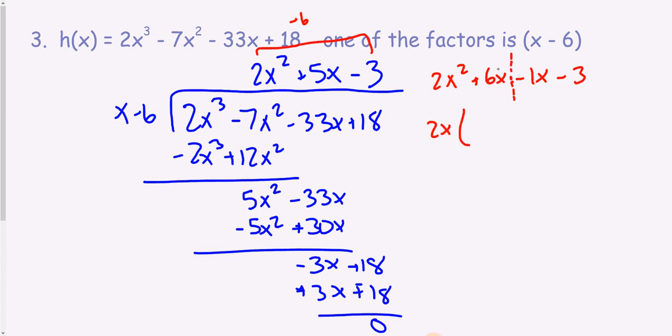2x. Now we divide out the 2x from here, and that leaves us with an x plus a 3. And on this side, what's a common factor? It's -1. X plus 3. Okay, great. So once you have that, now we can bring these together, and you get 2x minus 1 times x plus 3.